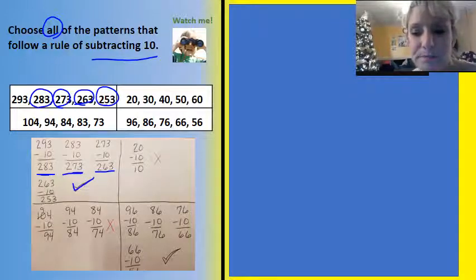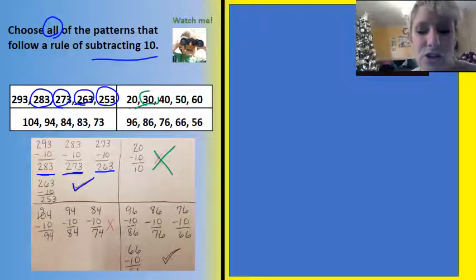Notice the next one. I took 20, I subtracted 10, and I got 10. That's what I was supposed to get. So you know what? This one did not follow the pattern of subtracting 10. It actually added 10. All right, let's go down to the next one below.